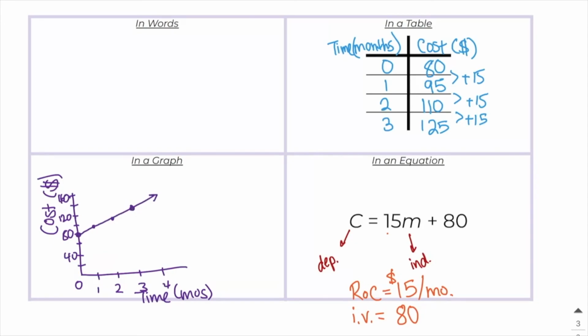And then lastly, we need to talk about what's happening in words. So we know right here that our initial value is $80. How do we know? From our equation, from our table, and from our graph. And we also know that the rate of change is $15. How do we know? From our equation, from our table, and then this went up by $15 for every 1 month. So from our graph as well. So we need to have some type of situation that starts at $80 and goes up by $15 per month.